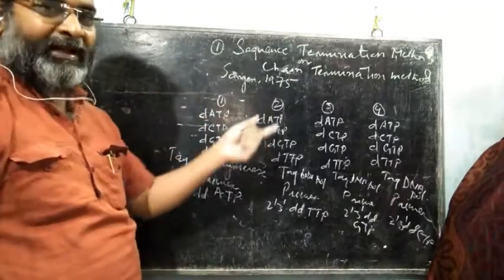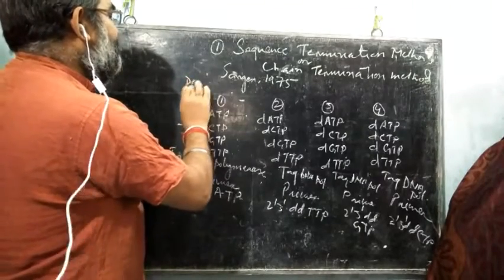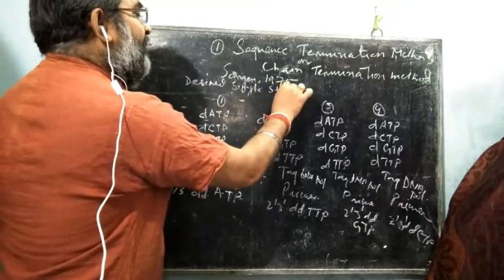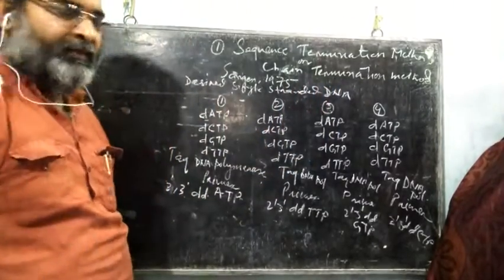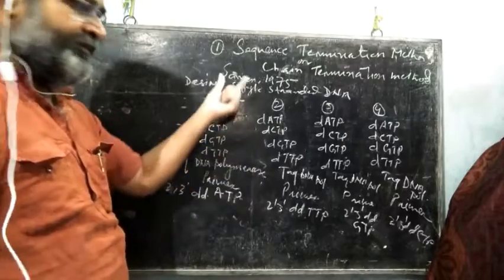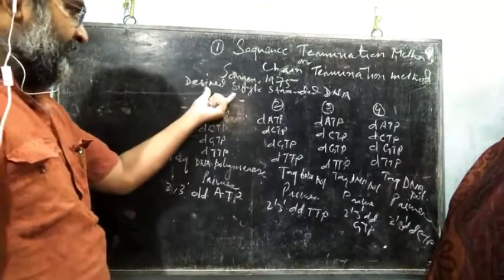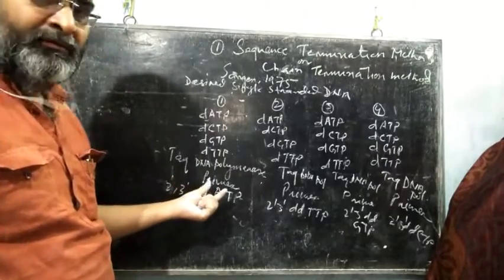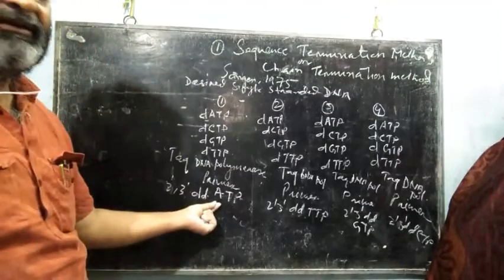And for all these analyses, we use the desired single stranded DNA as a template. If we use the desired single stranded DNA as a template in all these 4 reactions in separate chambers, the polymerization is initiated and developed, but the polymerization will be stopped when the ddATP is present, by the process of chain termination.